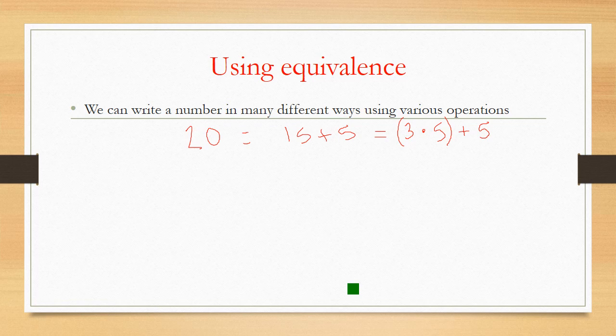All of these are equivalent, they all have the same value, but one contains no operations, this contains one operation, and this contains two operations. So this is demonstrating what equivalence is, and this is important for understanding the distributive property, that we can rewrite numbers in different ways using various operations, but they still have the same value.